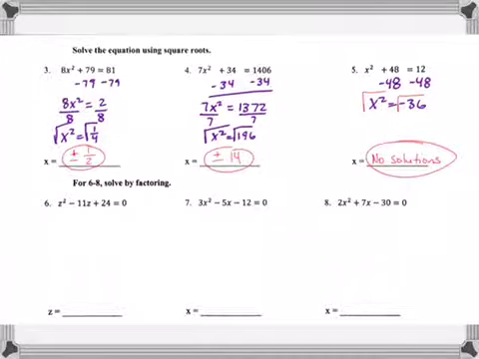Questions 6, 7, and 8, we're solving by factoring. So in question 6, we have a leading coefficient of 1. So we're just looking for two numbers that multiply to give us 24, but add up to be negative 11. Well, that's x minus 8 and x minus 3. At this point, I'm going to set each quantity equal to 0 and solve.